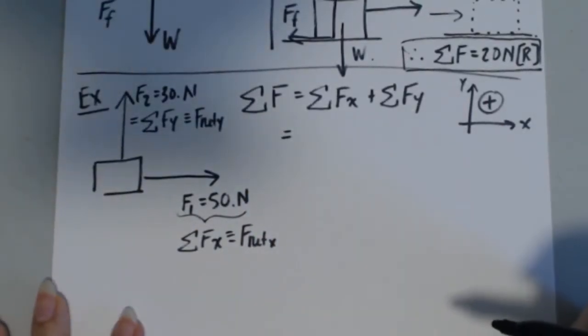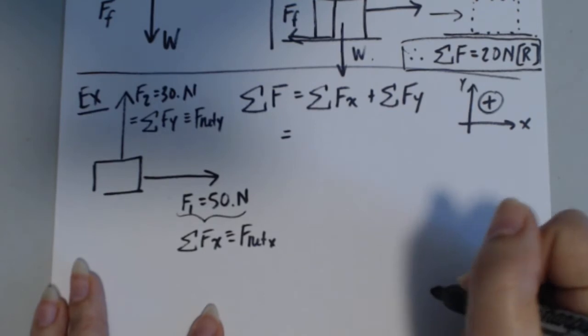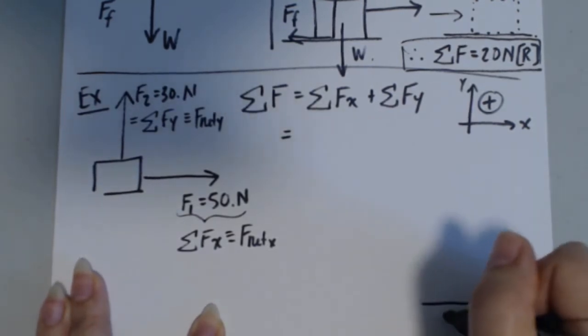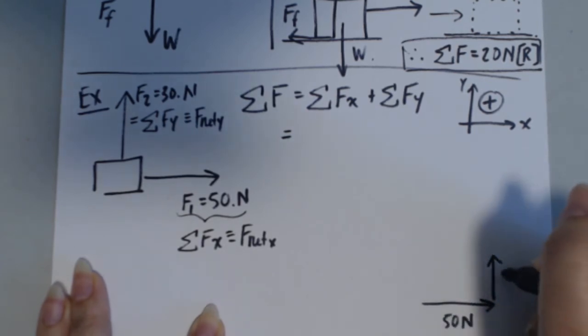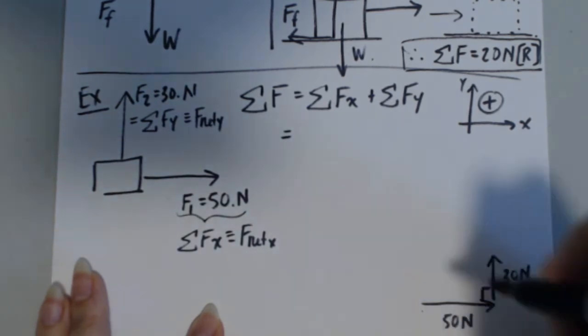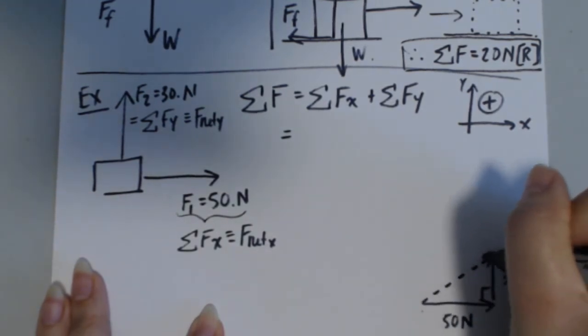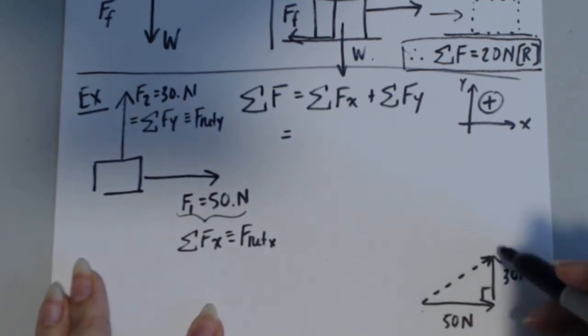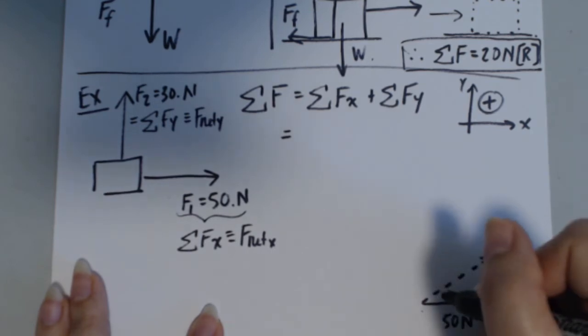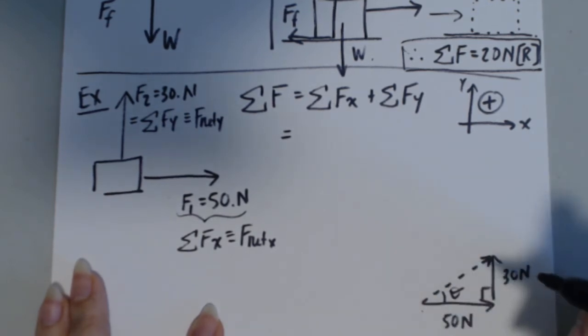When you add vectors, you add them tip to tail. So I would have one vector going to the right, and one vector going up. Here's my 50 newtons, and here's my 30 newtons. I know these are perpendicular since they're in the x and y directions respectively. Their sum, or the resultant vector, goes from the tail of the first vector to the tip of the final vector, so it looks like this. I find its length by using the Pythagorean theorem, and I find its direction by using inverse tangent.